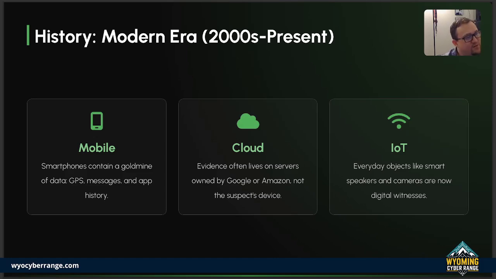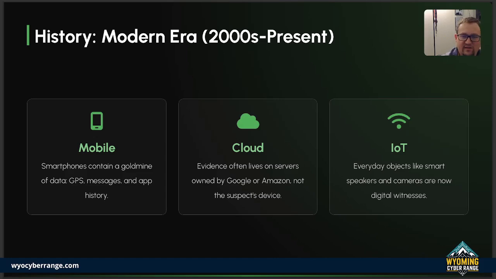Now, we have been moving to the cloud, especially since the COVID era. All the evidence itself is probably going to live on servers that are not local to a server farm in your corporate environment anymore. They're not on premise anymore. They're going to be in GCP, AWS, or Azure. They're not going to be on the suspect's physical device themselves.